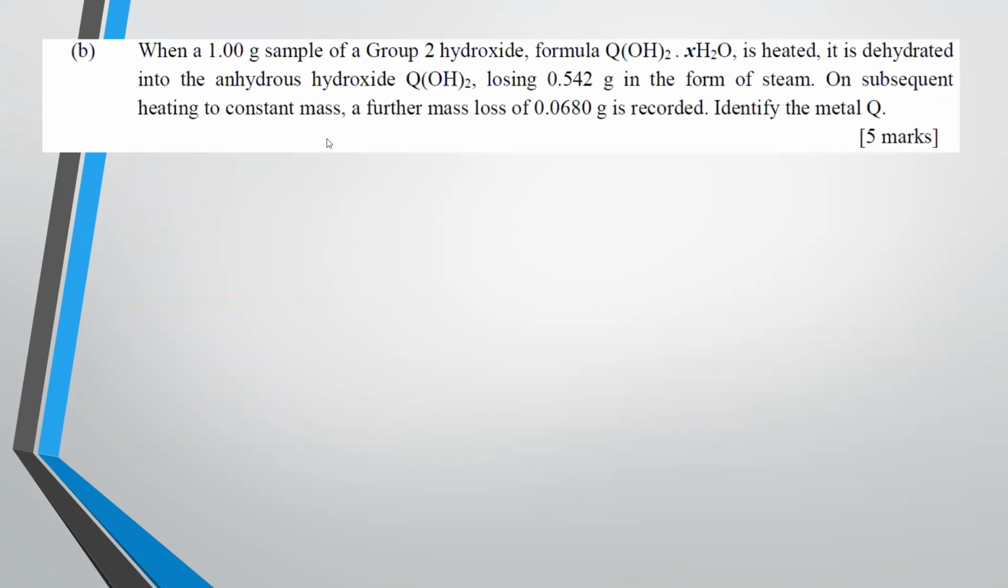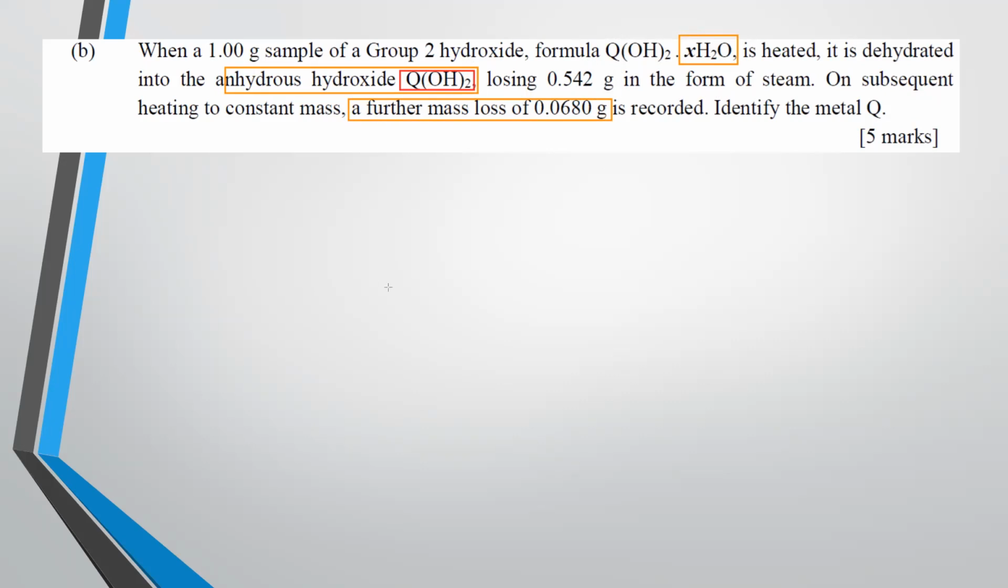When a 1.00 gram sample of a group 2 hydroxide, formula Q(OH)2 dot x water, is heated, it dehydrates into anhydrous hydroxide Q(OH)2, losing 0.542 gram in the form of steam. So in the first process, you can see that the first water that is lost is due to the xH2O in here. Then on a subsequent constant mass, a further mass loss of 0.068 gram is recorded. So in here, this loss is due to another water being lost, but this water is due to the decomposition of the Q(OH)2. Okay, so later we have to write the equations for that.